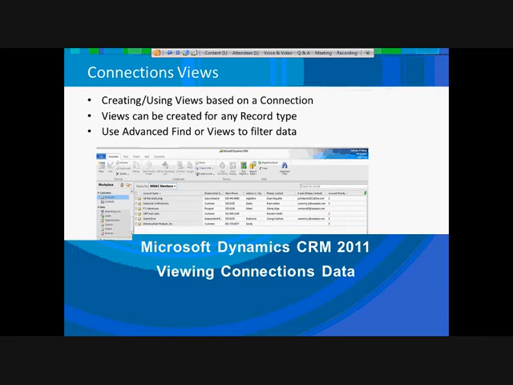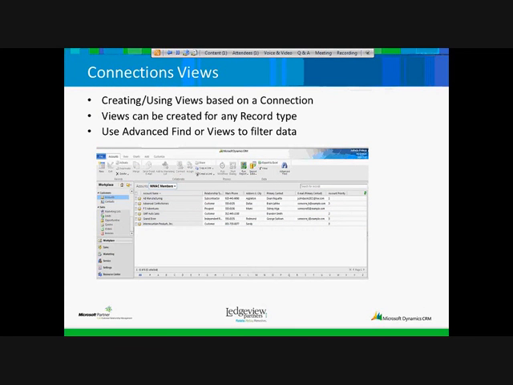Now that we've established our roles and connections in the system and we've attached some of those connections to records within the system, I want to show you the various ways of actually finding and getting lists of the information that are already out there, and what the value is of some of the views and advanced find functionality for being able to filter out specific records that you're looking for.